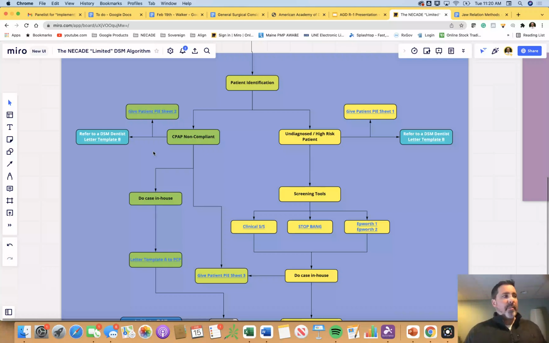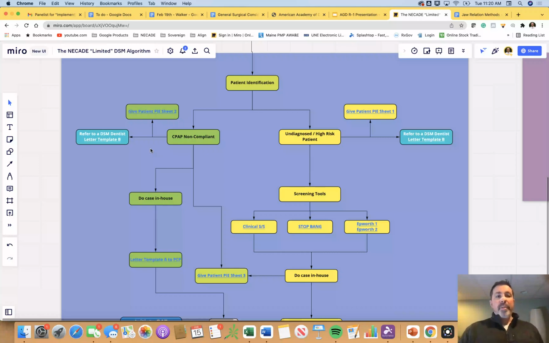We all know, we sit down with a patient, we spend 10 minutes with them, we see them 2 weeks later, and we bang our head against the wall because they only remembered a little bit about what we said. Well, PIE sheets are great for that. They're essentially just documents in some form or another to give your patients to help them understand what's going on. We have a PIE sheet for this particular interaction, referring a CPAP non-compliant patient to a dental sleep medicine dentist.